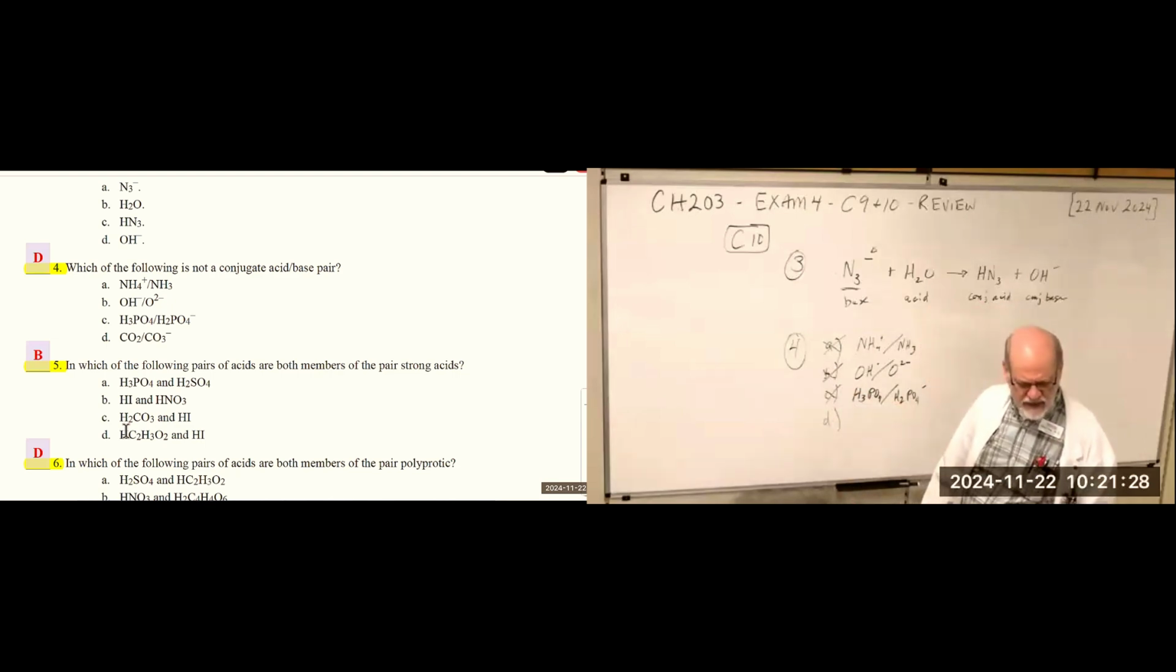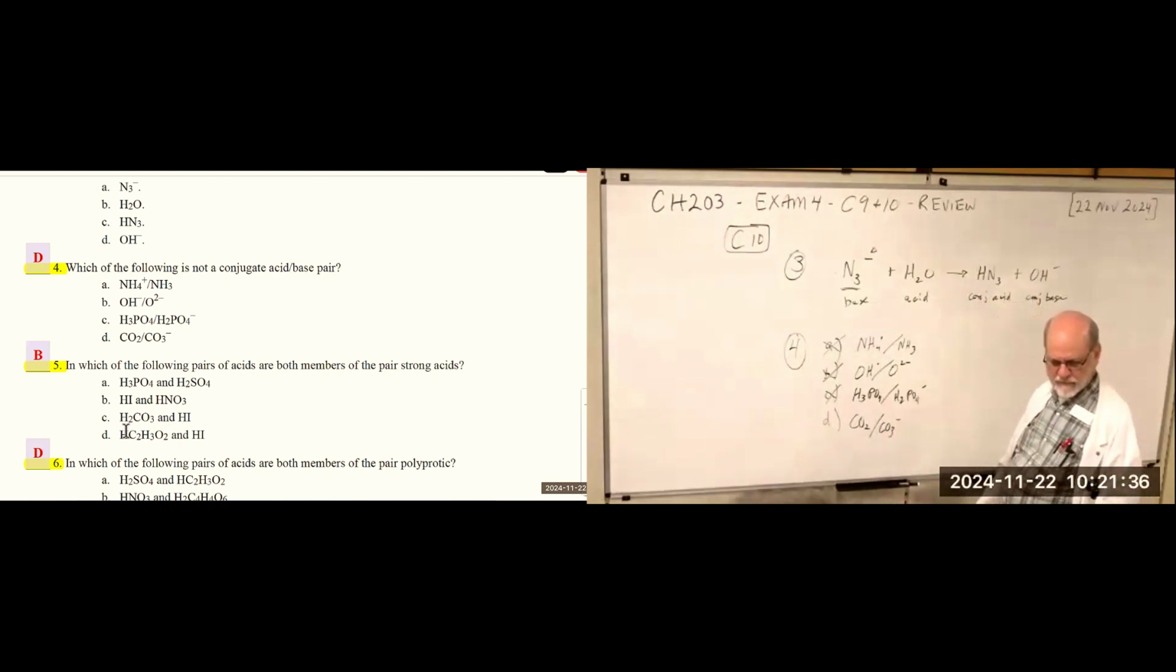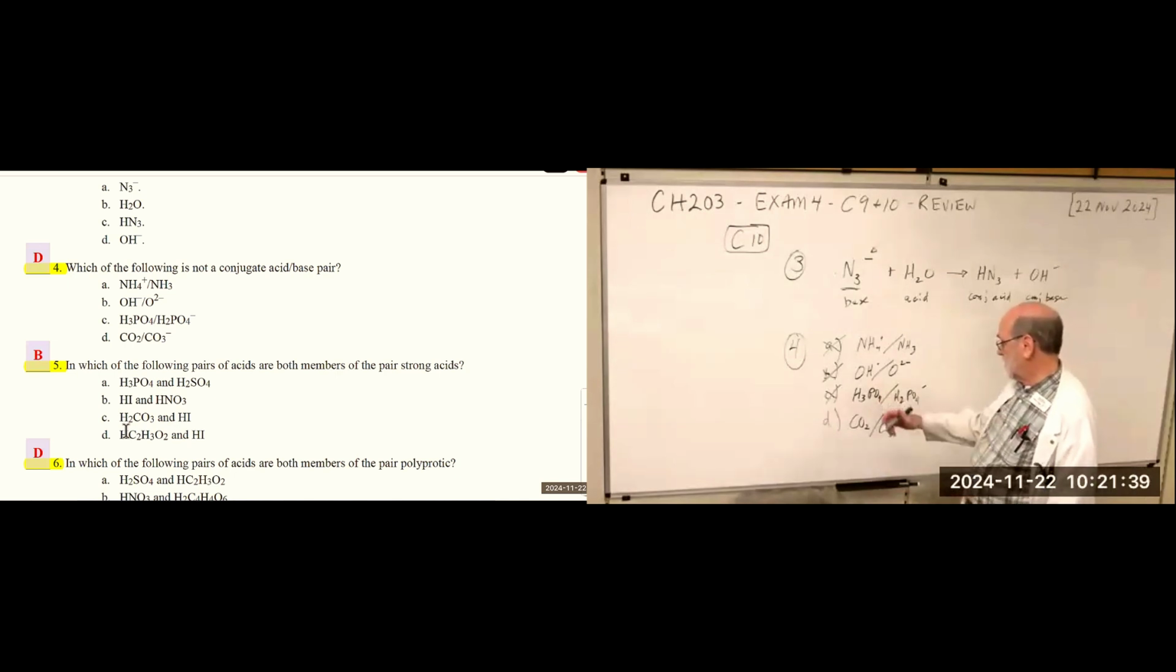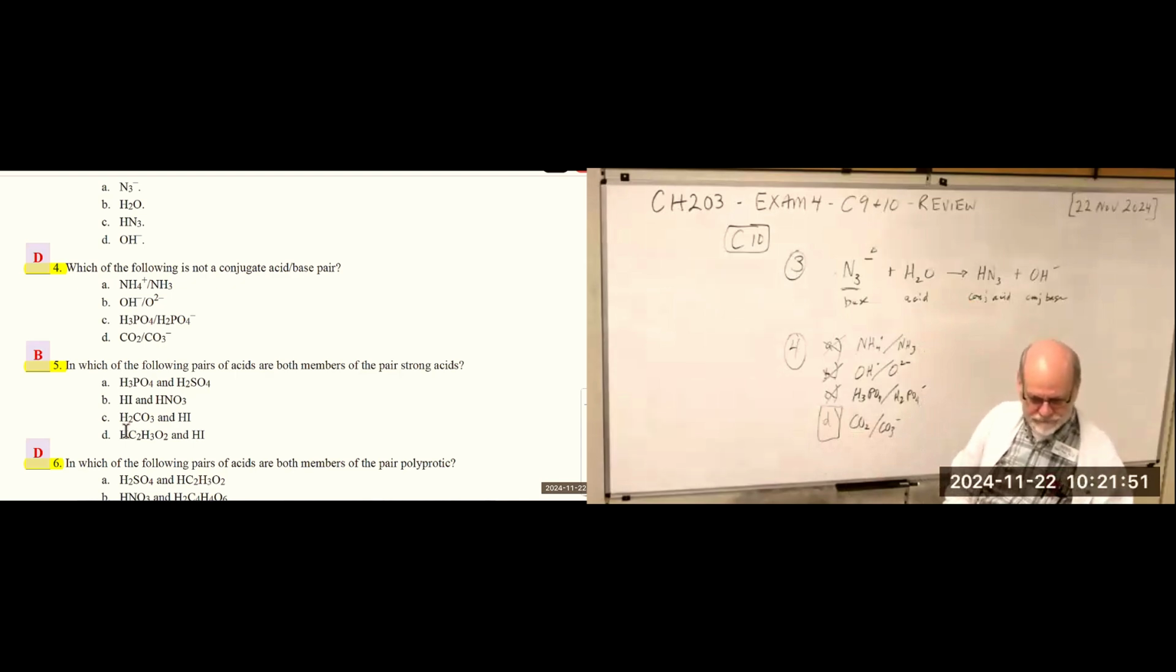So by process of elimination, D should not be an acid-base pair. CO2 and CO3 minus. Well, obviously, there's no proton there. Plus, the difference between the two is not hydrogen, it's oxygen. So that one's the wrong one for number 4.